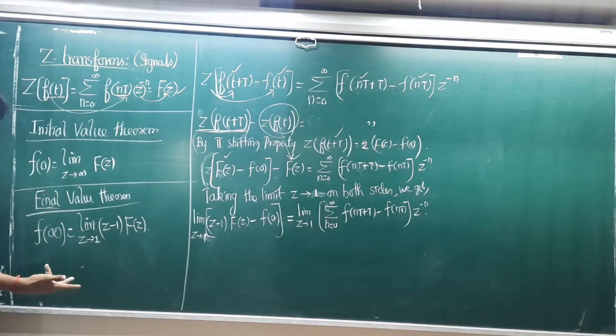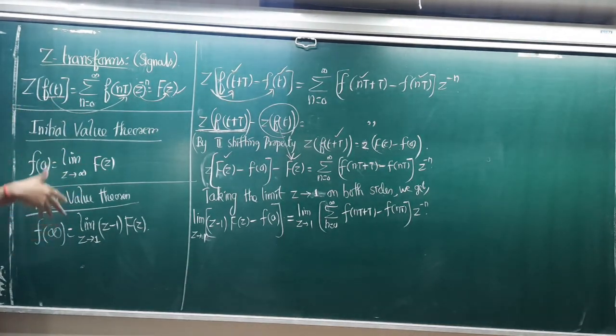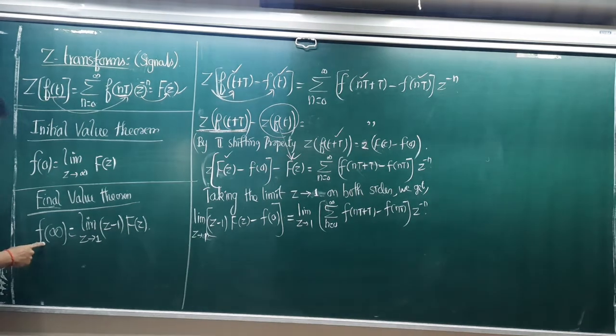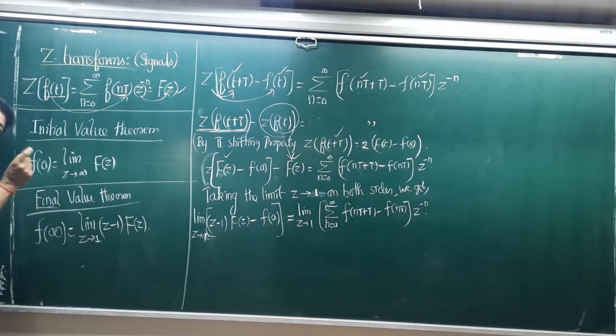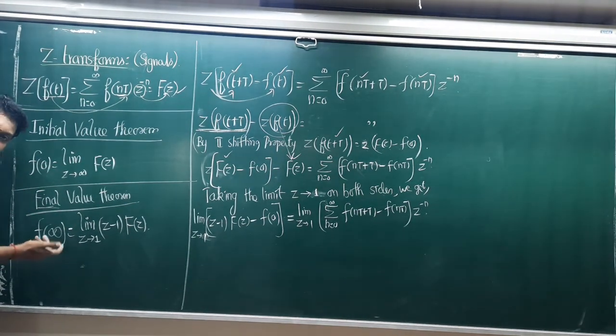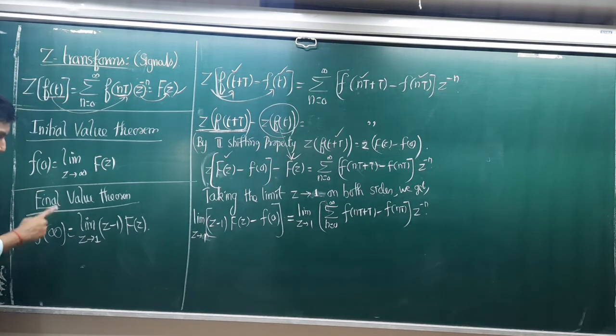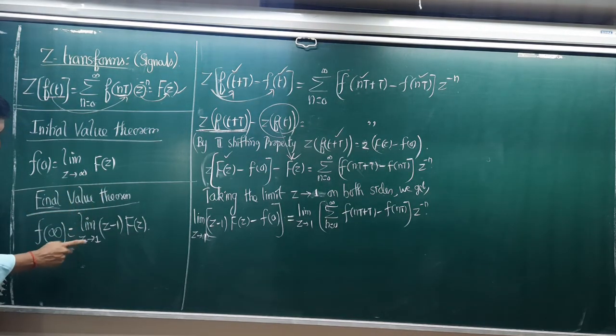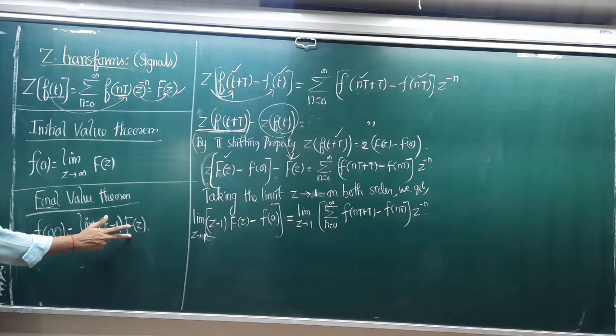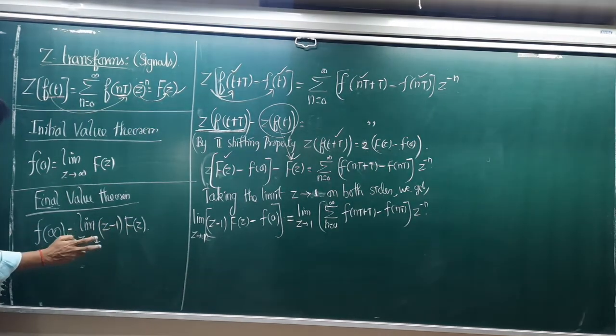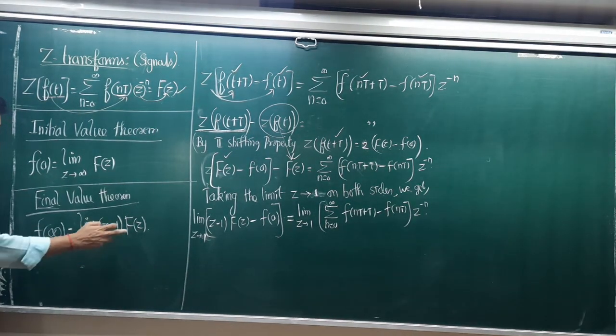What is the final value theorem? Final value is the maximum value. What is the maximum value for t? Infinity. So what is f of infinity? f of 0 means the initial value, the minimum value. f of infinity means the final value. So the final value theorem is nothing but limit z tends to 1 of (z minus 1) F of z.